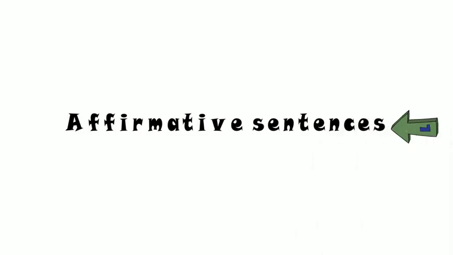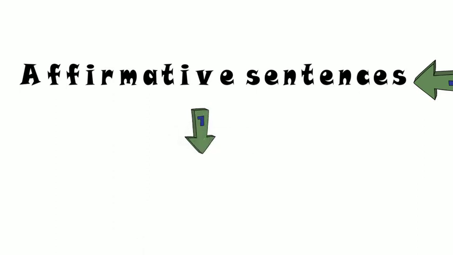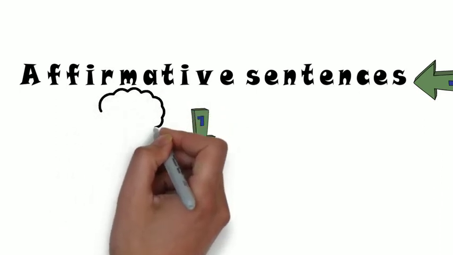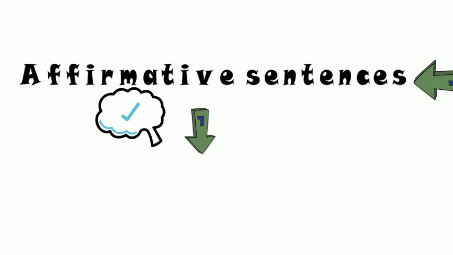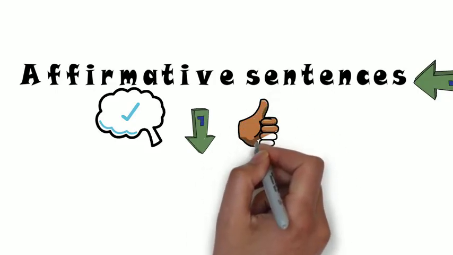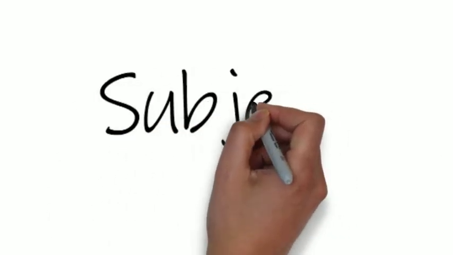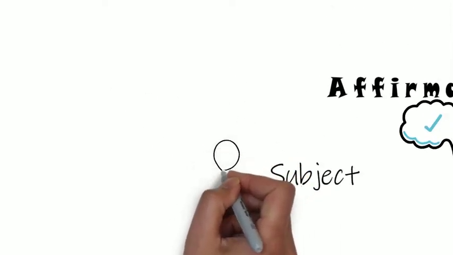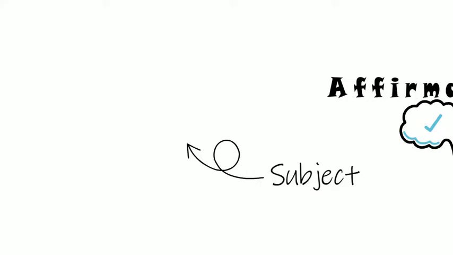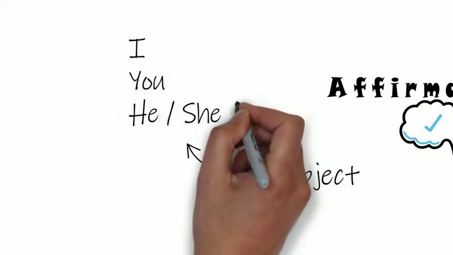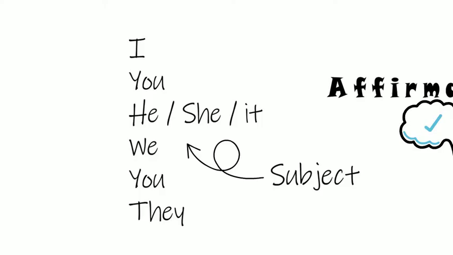What do we have to keep in mind to do an affirmative sentence? ¿Qué tenemos que tener en cuenta para formar una oración en afirmativo? We must think, firstly, about the subject. Tenemos que pensar, en primer lugar, en el sujeto. As you know, we've got I, you, he, she, it, we, you, they.